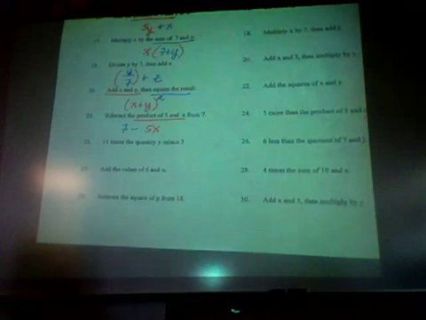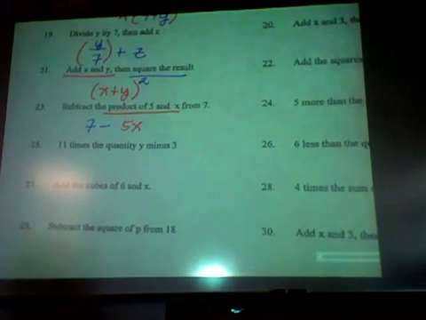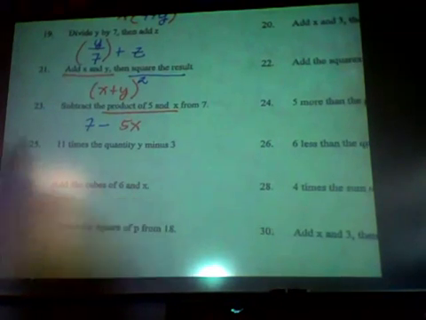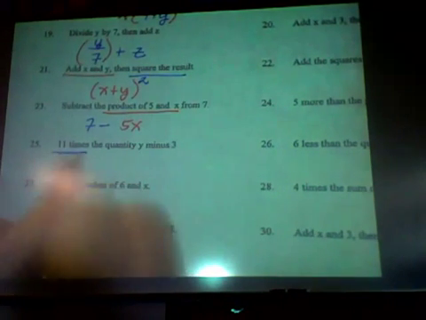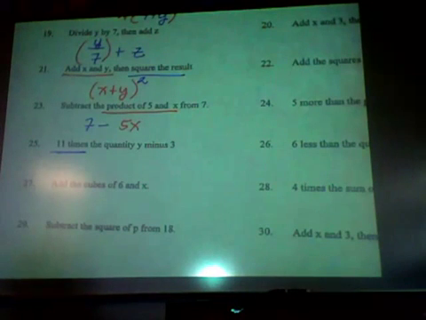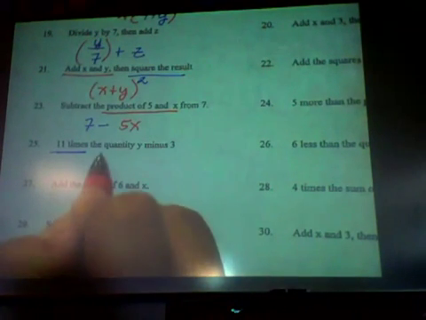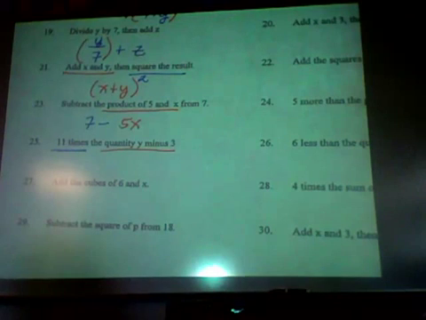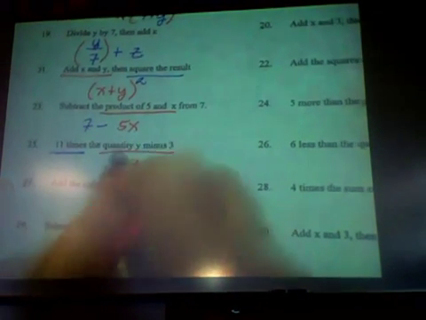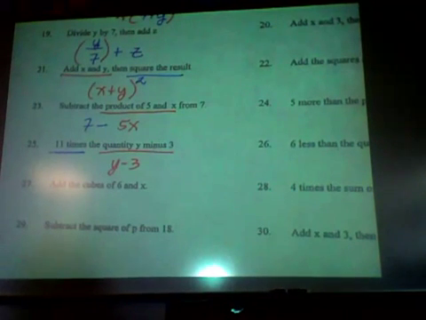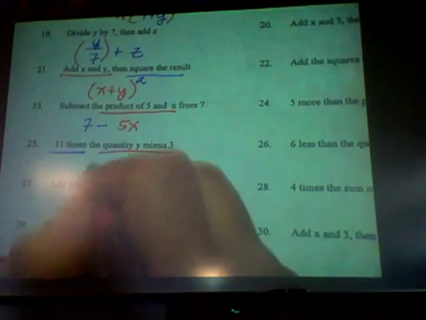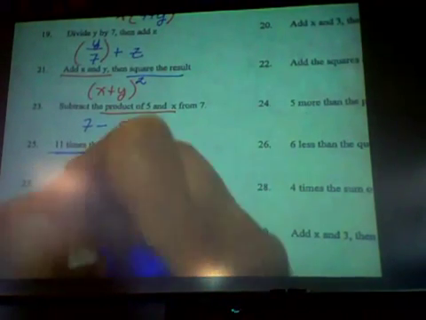And then 25, 11 times. So ask yourself, what is 11 being multiplied to? The quantity of y minus 3. Isn't that literal? y minus 3? How do I multiply 11 to y minus 3? I need parentheses, right? So I'm going to put that in parentheses and put the 11 out in front.